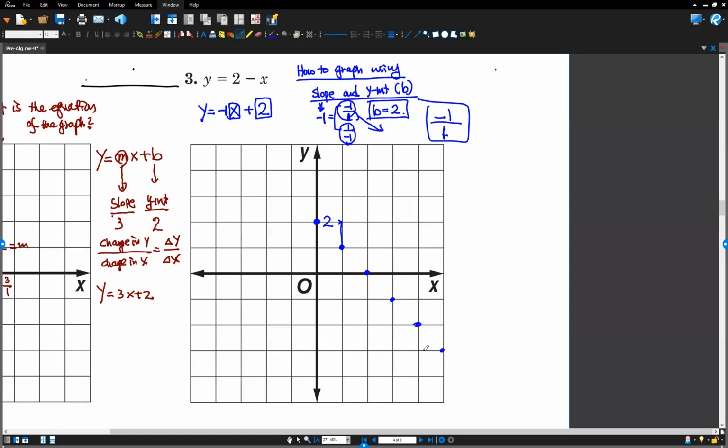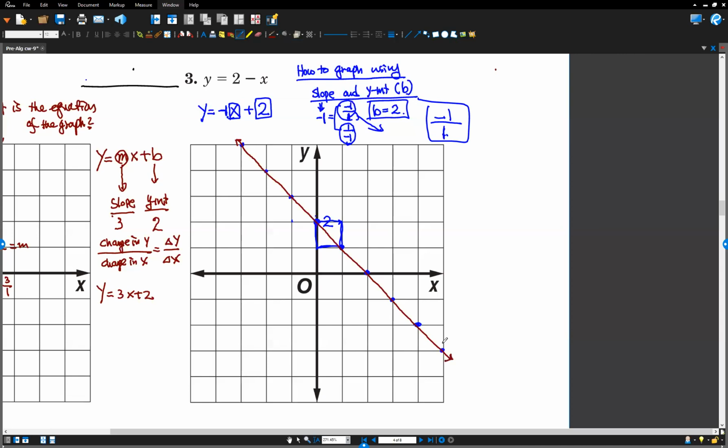What about the left-hand side? How do we go from here to here? 1 up, 1 left, or 1 left, 1 up. You can use any path. How about this? 1 left, 1 up, 1 left, 1 up, 1 left, 1 up. We got all the points. Now make the line over here. That's it.